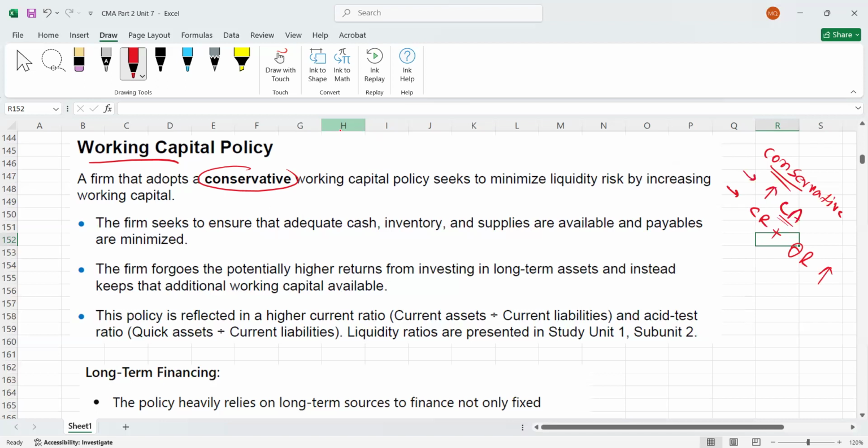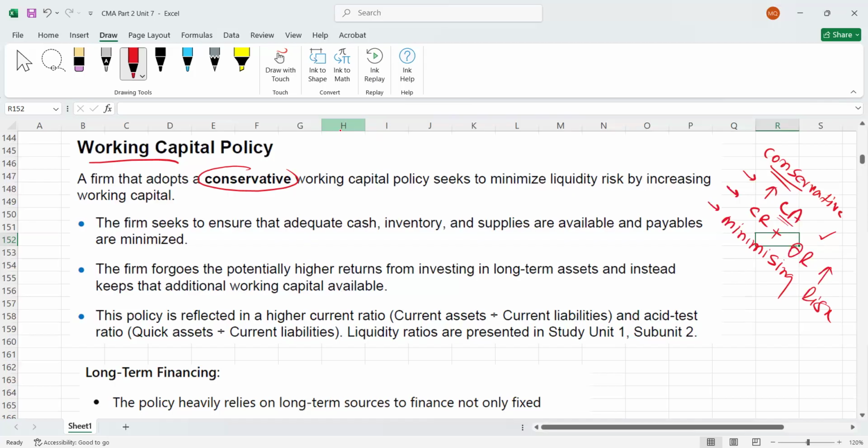And then the third point you need to remember here. The third point is what? They are taking less risk. They are minimizing their liquidity risk. Okay, how are they minimizing it? By holding higher current assets, right?